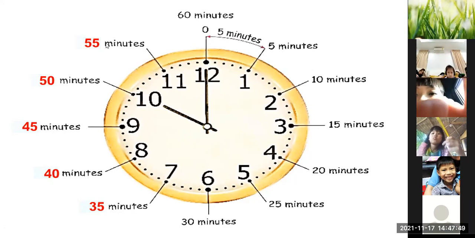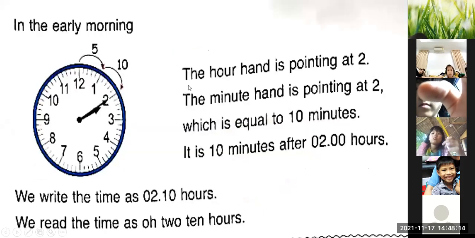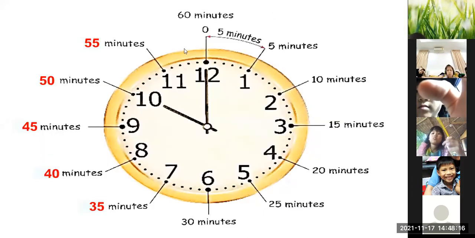Now, let me ask Pig. Thank you, Nadon. Hello, Pig. Good afternoon. Now, we have here from 5 up to 55. That is 55 minutes. When the minute hand reaches number 12, that is 1 hour already. In 1 hour, how many minutes?